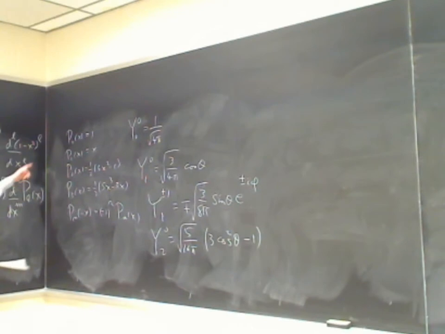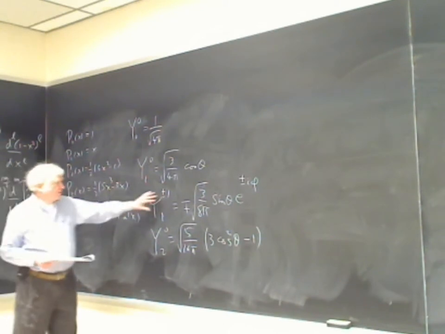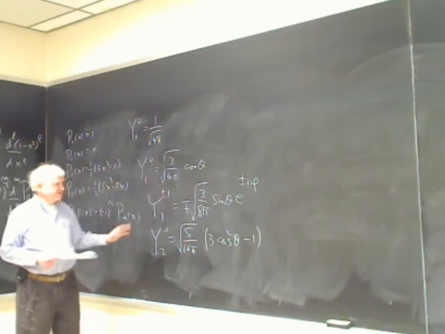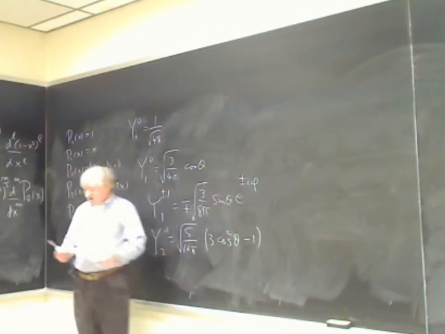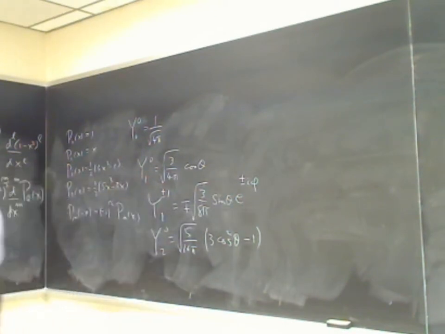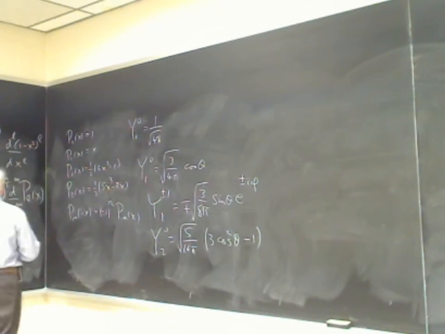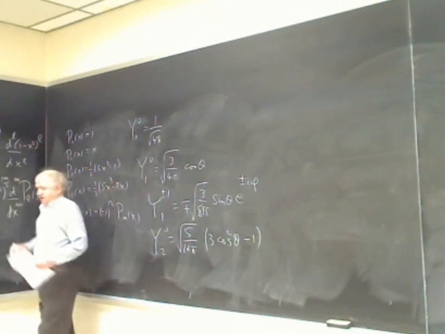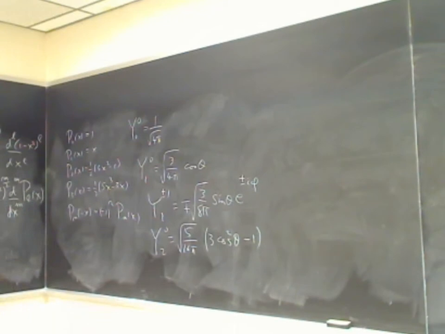Just the Legendre polynomials, and then the Y's with different values of m and these phase factors, e to the i m phi, and also you differentiate and multiply. Okay, so that's basically that.